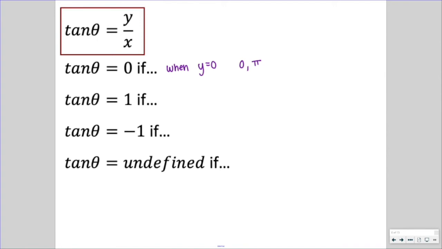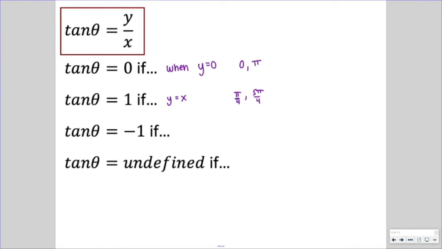Where is tangent equal to 1? Well, tangent's equal to 1 when y and x are the same. When you have a number being divided by itself, it's always 1. So on the unit circle, where is y equal to x in those ordered pairs? Well, that's at pi over 4, and then also at 5 pi over 4 in the third quadrant. We can see that the spacing here is 180 degrees or pi radians always. That's where you get the period of tangent.